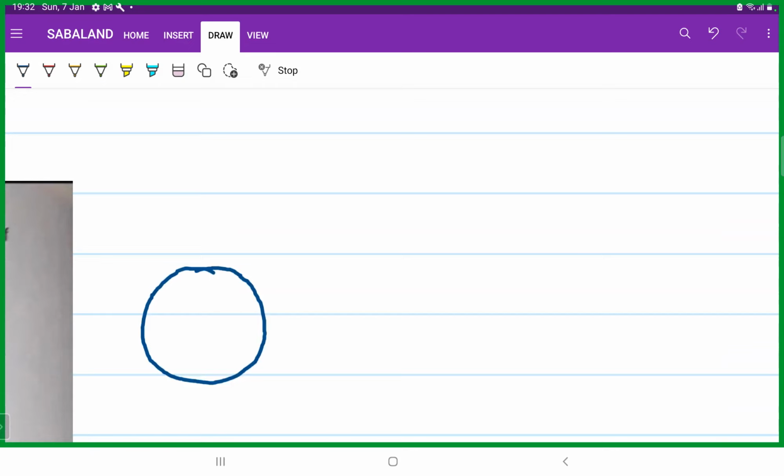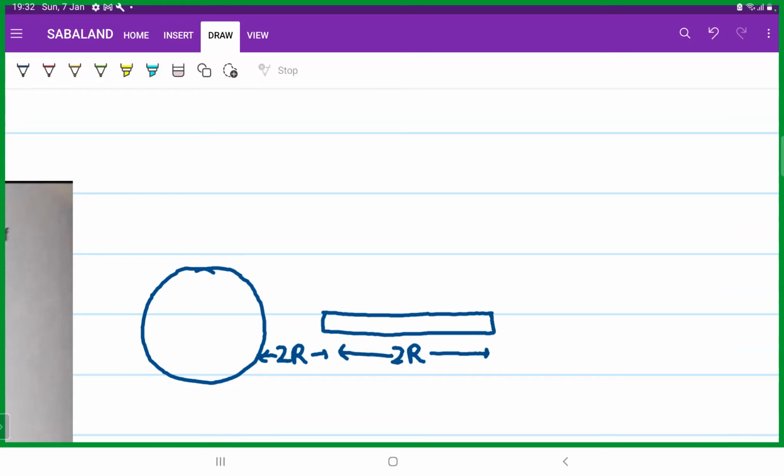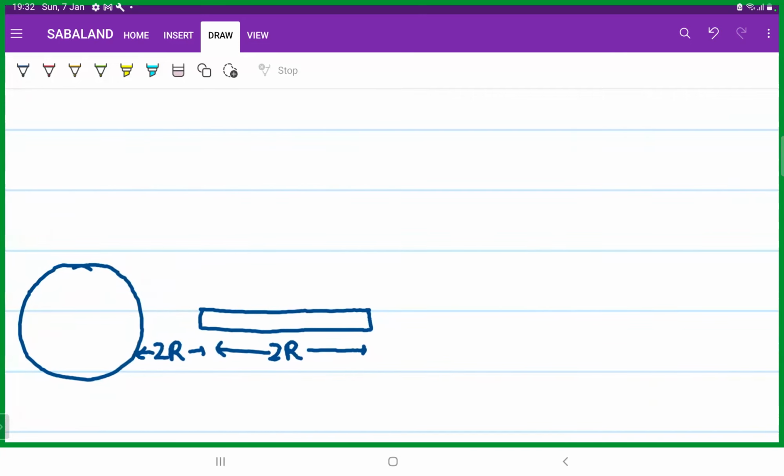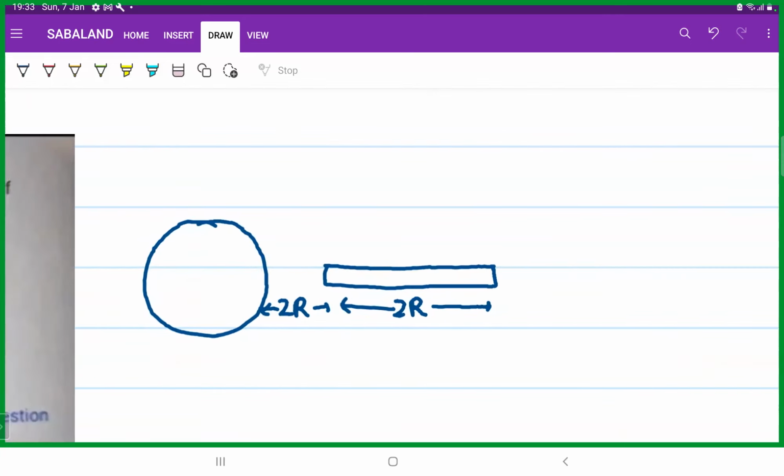This is a sphere, and this is the rod. The smallest distance is 2r over here, and the length of this rod is 2r. In the equation of law of conservation of mechanical energy, there is a component of kinetic energy as well as the potential energy. So let us find the initial potential energy between these two bodies when they are at a distance of 2r.